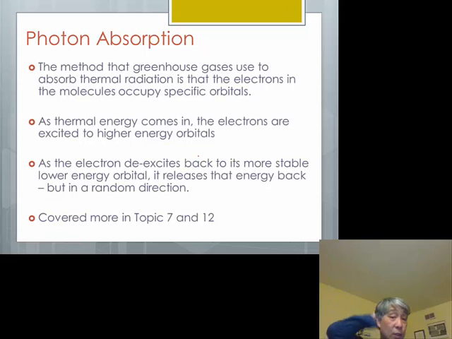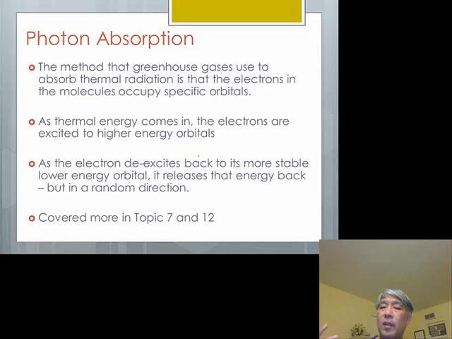So how do those greenhouse gases actually absorb energy? It turns out that the electrons in the molecules, whether it's a carbon dioxide molecule or water vapor or methane, occupy specific orbitals. We'll talk about this when we get into the quantum physics and the atomic physics. They occupy orbitals and they can absorb energy. When they absorb energy, they move up to a higher orbital level. They can actually absorb enough energy to free themselves from the atom, but for the most part, they absorb some energy and move up to a higher level.